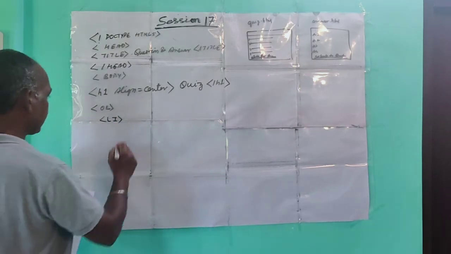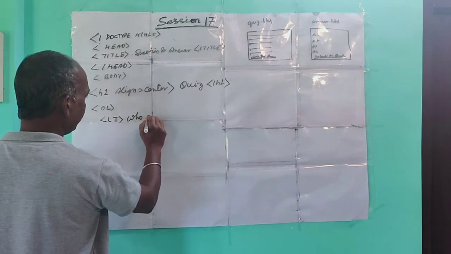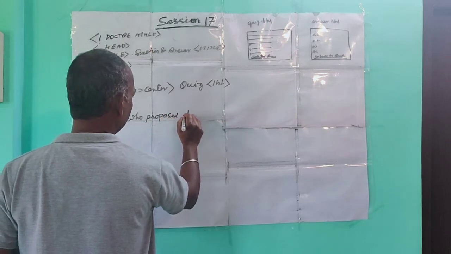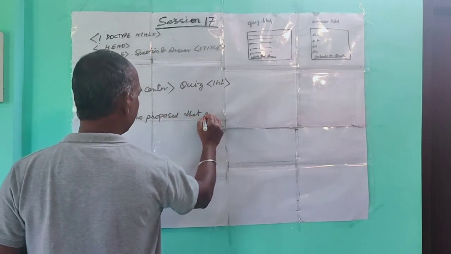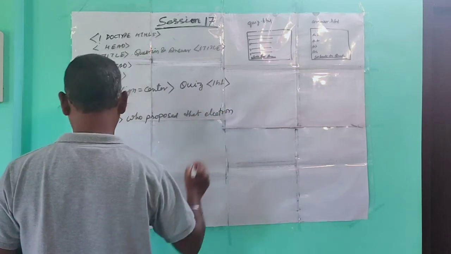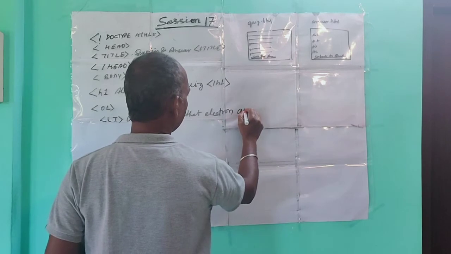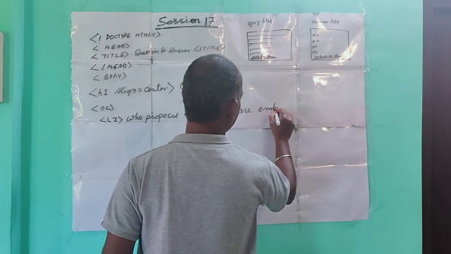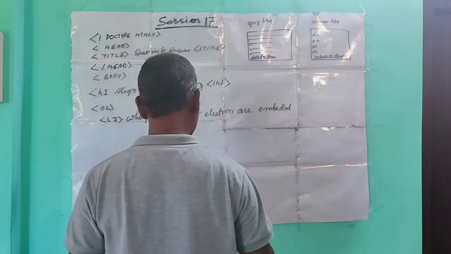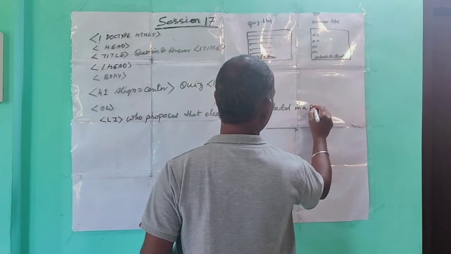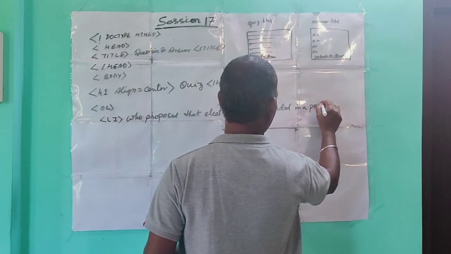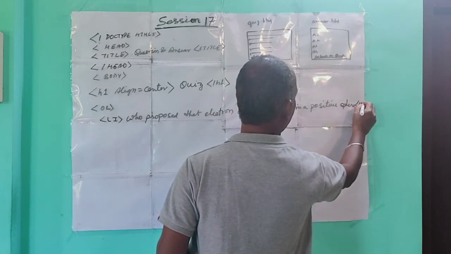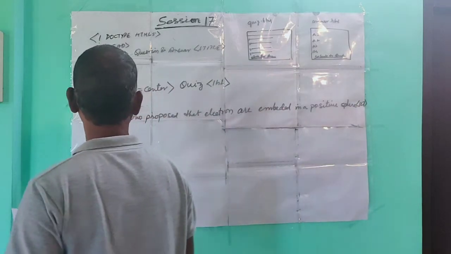The text is, the first question is: who proposed that electrons are embedded in a positive state? Then close LI. This is the first question.